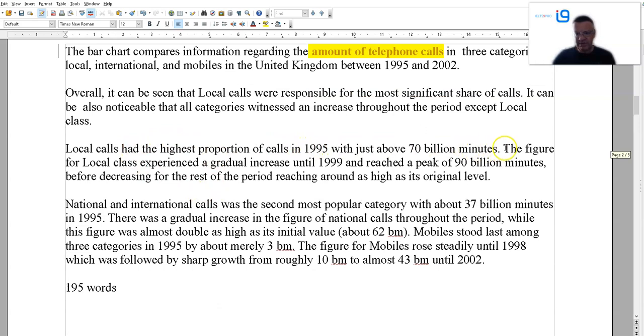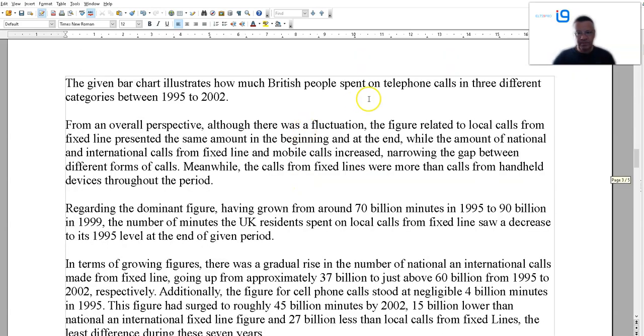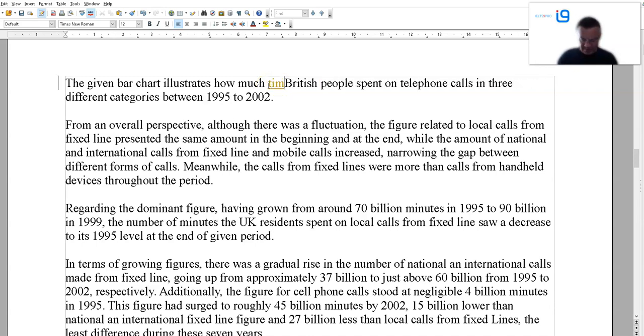Local calls' proportion, 70 billion minutes, local calls, gradual increase, okay, there's a period, that's good. Initial value, mobile, 3 billion, okay, that's not too bad, and I wouldn't use that. BM, is that supposed to be billions of minutes? Okay, that doesn't really work, and it's not the number of calls, it's the amount of time spent on calls, which again is not the same thing. Right, let's have a look. Spent on telephone calls, 3 different categories. British people spent on telephone calls, 3 different categories. How much time they spent? It should be time, really, isn't it?